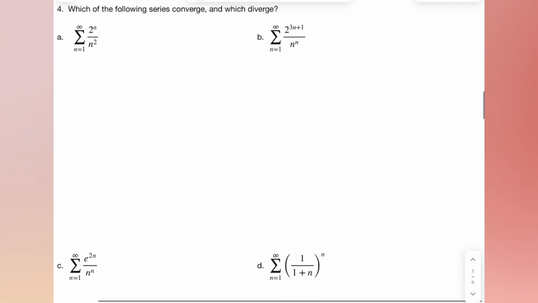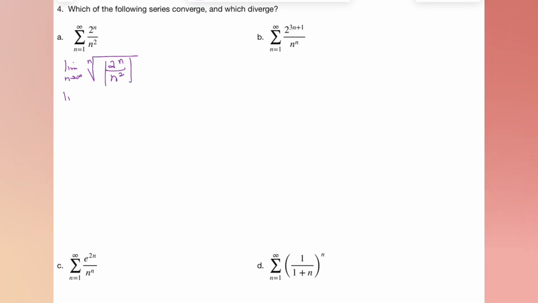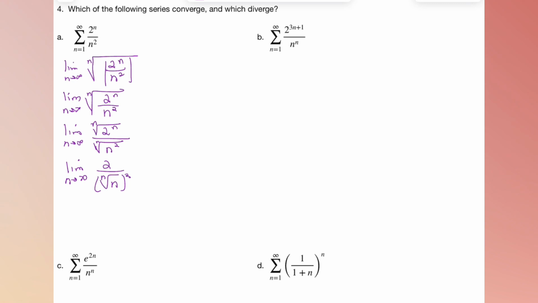Okay, let's look at a few examples. So for A here, we have the summation of n equals 1 to infinity of 2 to the n over n squared. So we're going to take the nth root of 2 to the n over n squared, the absolute value of that. And so the limit as n goes to infinity of the nth root of 2 to the n over n squared. Now let's divide up that nth root to the numerator and the denominator. So we get the nth root of 2 to the n divided by the nth root of n squared. On the numerator, the nth root and the n power cancel each other out, and we're left with just 2 as our numerator, divided by the nth root of n quantity squared, because we can factor out that square.